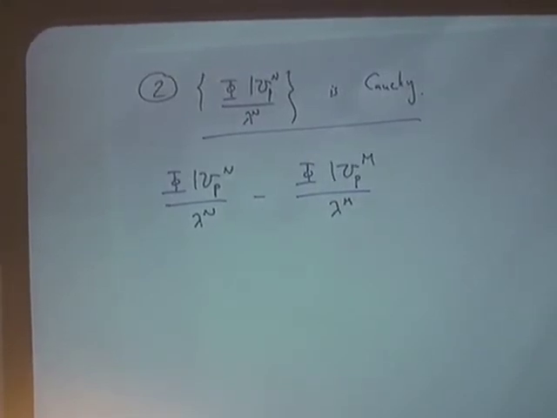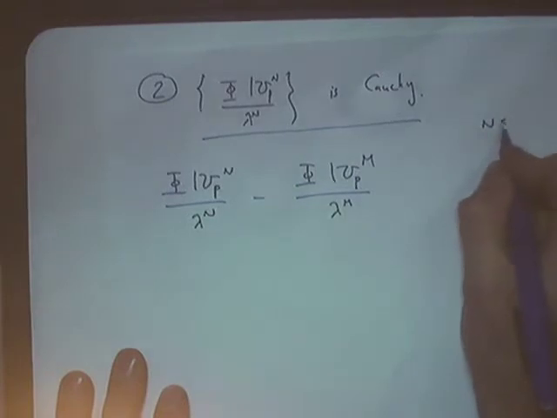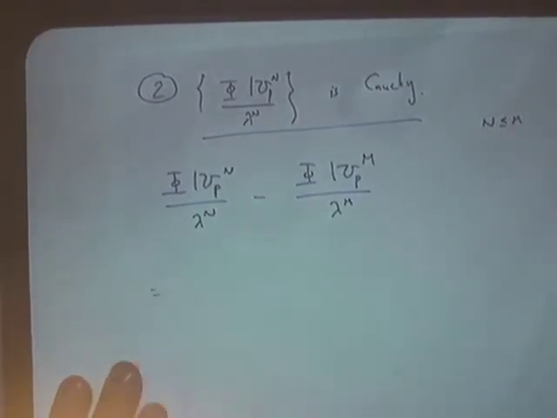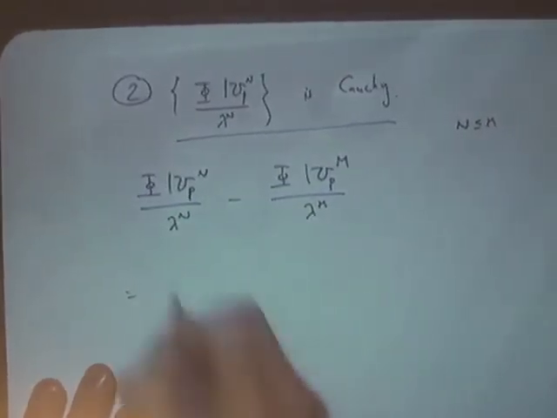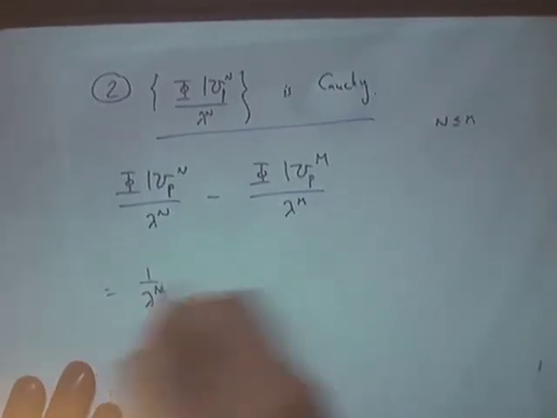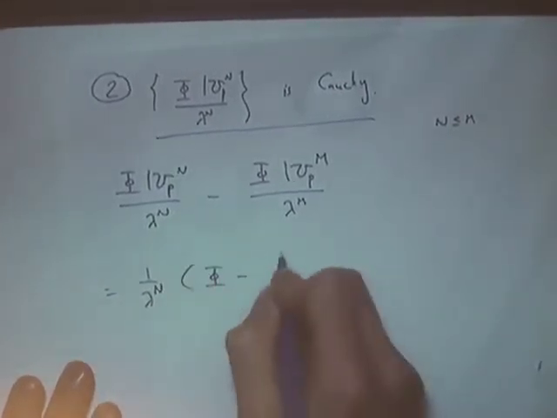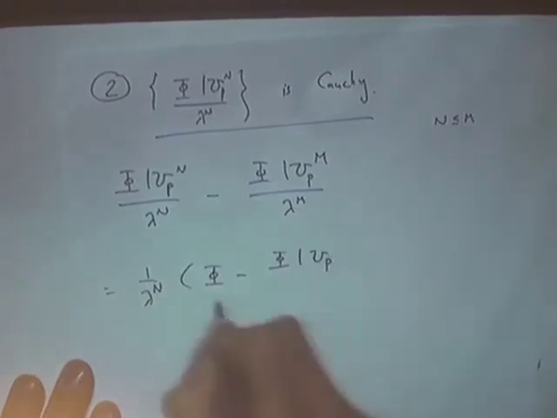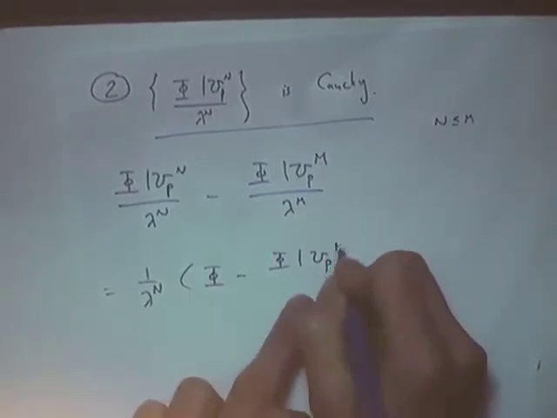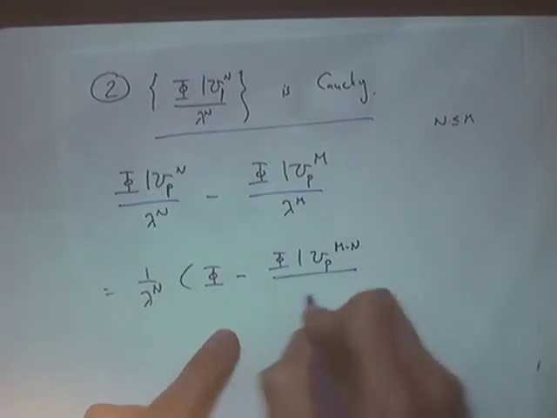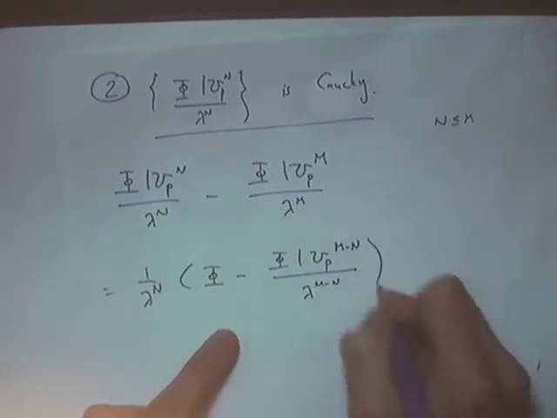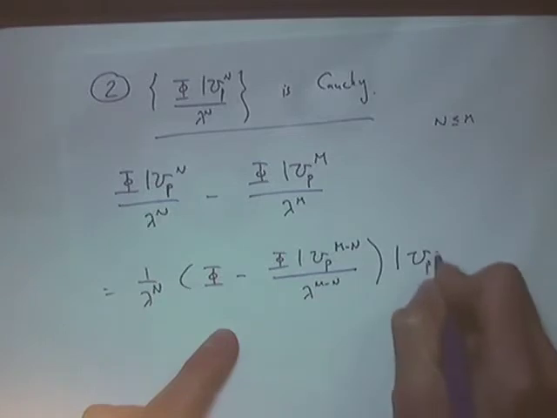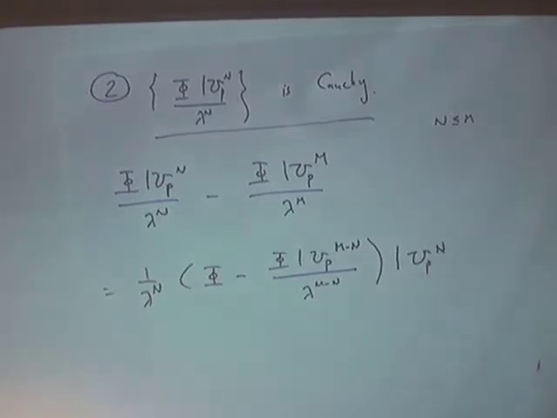Let me assume that n is less than or equal to m. And so then I rewrite this. I factor out a 1 over lambda to the n. And I write this as, hope I'm getting this right, phi minus phi acted on by up to the m minus n over lambda to the m minus n, and then I have to put back in the up to the n. Let's see if I did that right. Up to the n is acting on everything, and so, yeah, that looks okay.